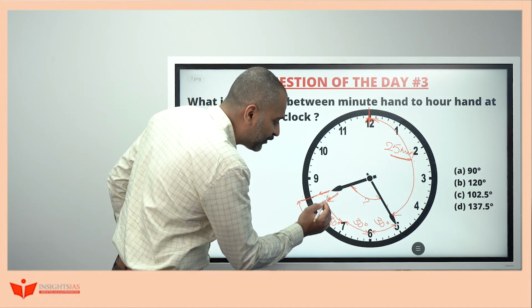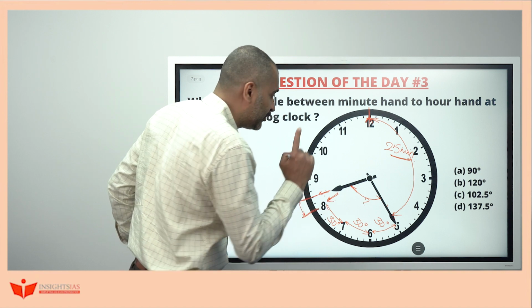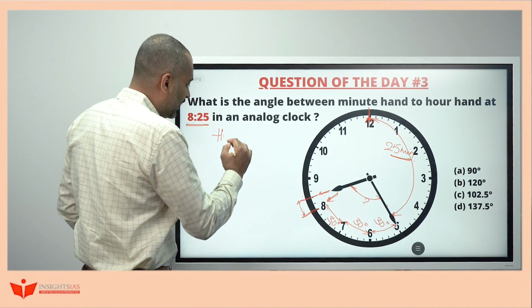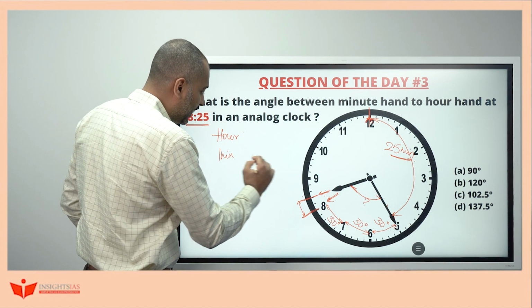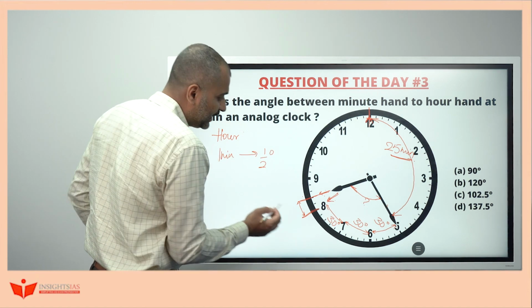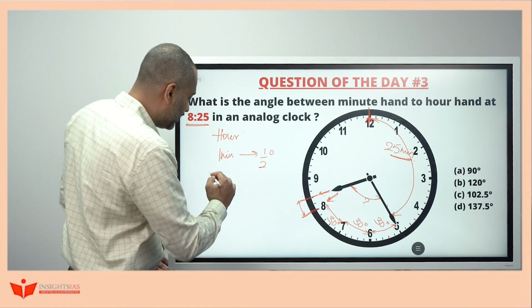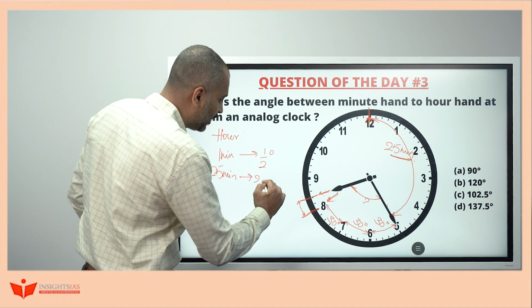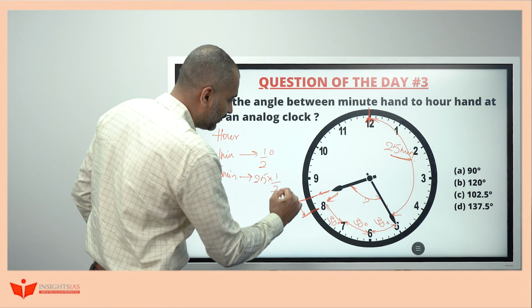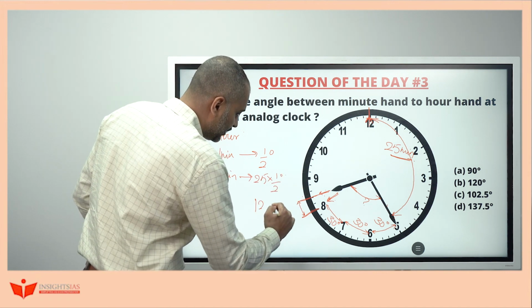So, the hour hand has travelled from here to here in how many minutes? 25 minutes. So, for the hour hand, we know that in 1 minute, it travels half a degree. And it has travelled for how long here? 25 minutes. In 25 minutes, it will travel how much? 25 into half a degree, that is 12.5 degrees.